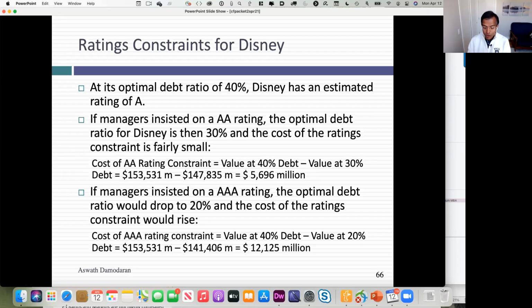If they say we want a AAA rating, they can't get above 20%, because once you get above 20%, your rating drops below AAA. It'll cost their shareholders about 12 billion. Now you go in front of your shareholders and tell them that because you wanted to have this AA rating or AAA rating, it's costing them 5.6 or $12 billion. And if they okay it, I have absolutely no problem giving you a rating constraint optimal.